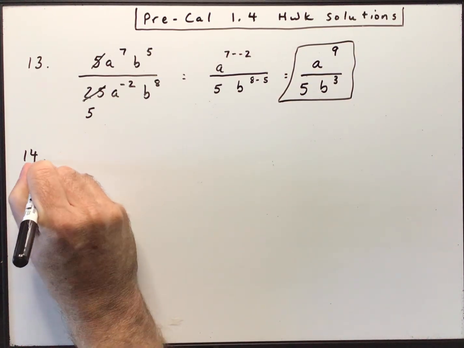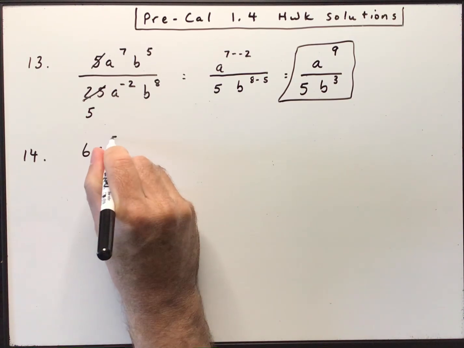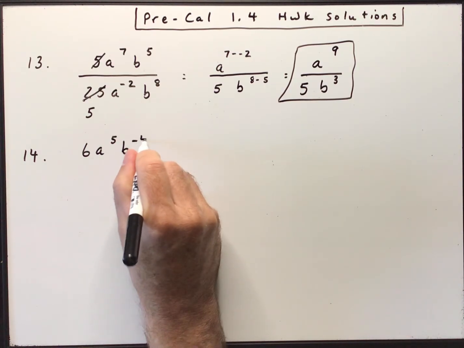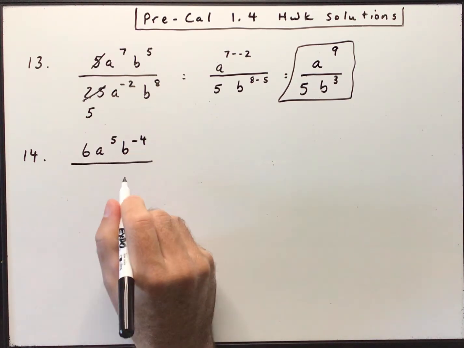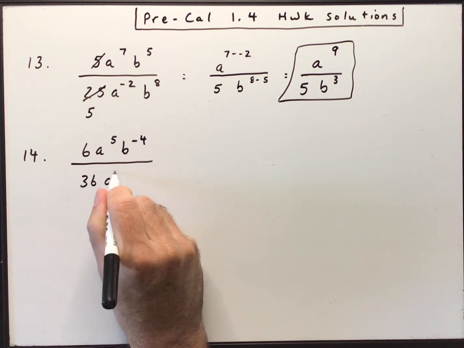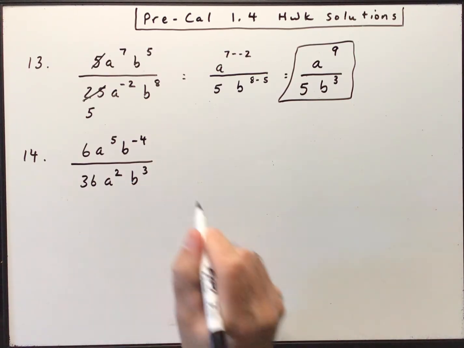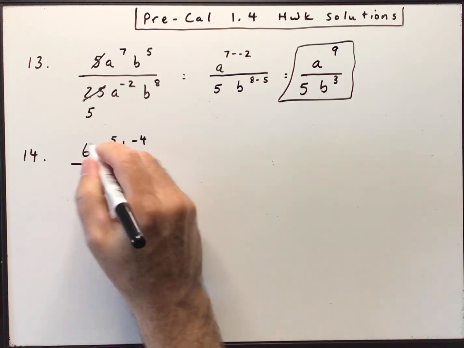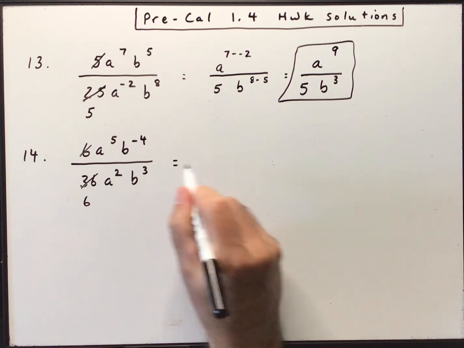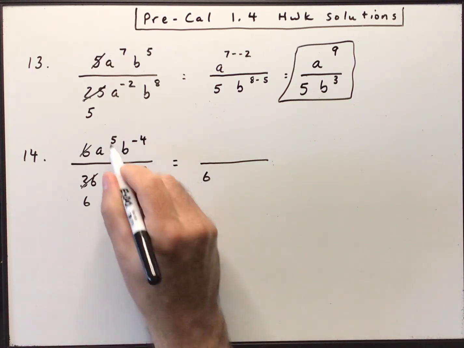Number 14. So we have 6a to the 5th, b to the negative 4 over 36a squared b cubed. Okay, so 6, 36, that leaves a 6 on bottom, right? So we'll have a 6 down here.